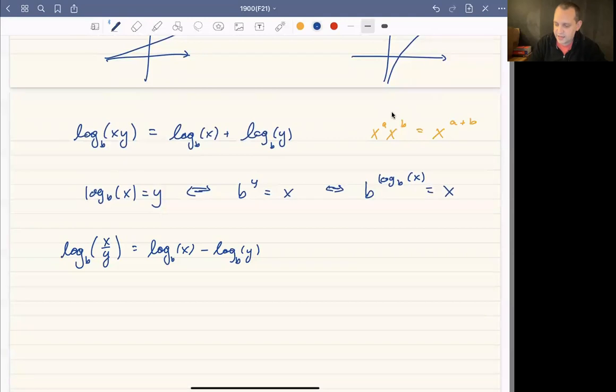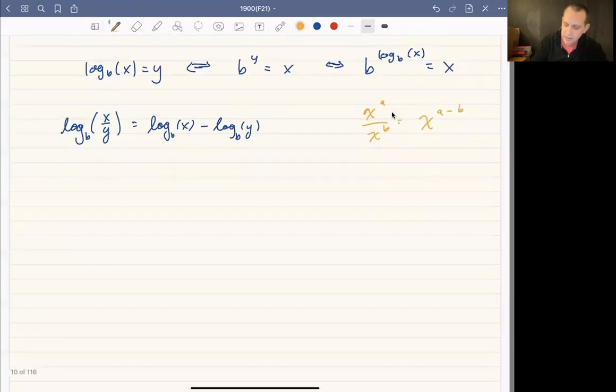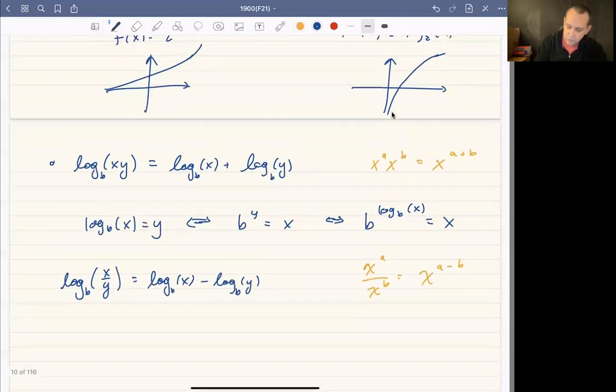And again, this is analogous to saying that if you were to take a quotient of two things with a common base, you subtract the exponents. And then finally, one other rule here.